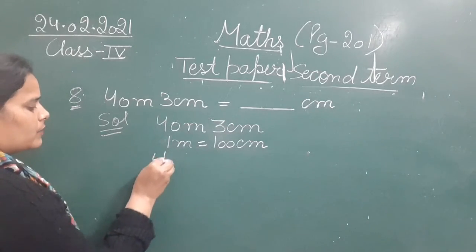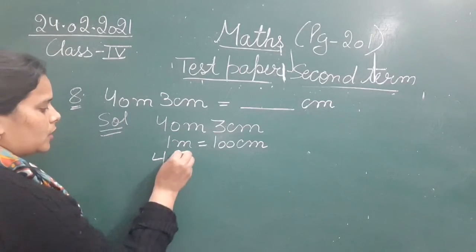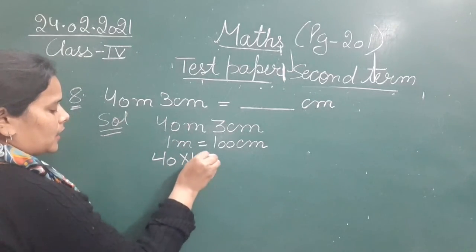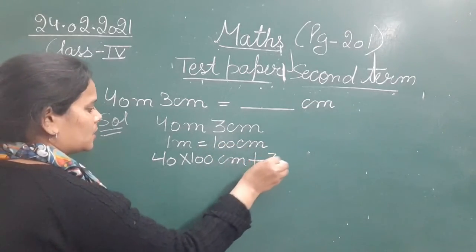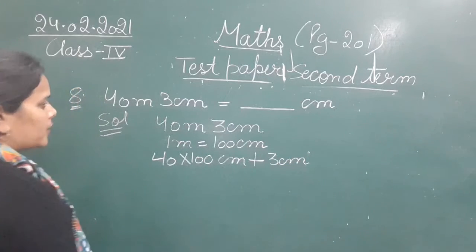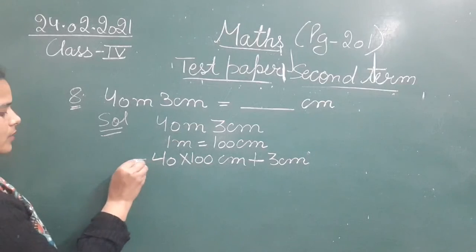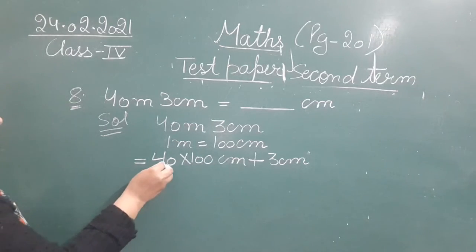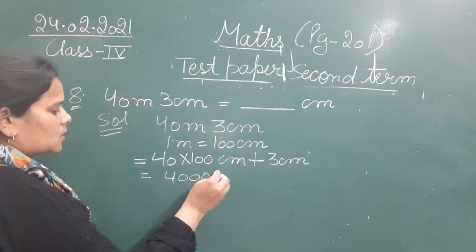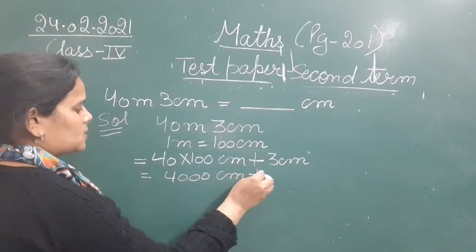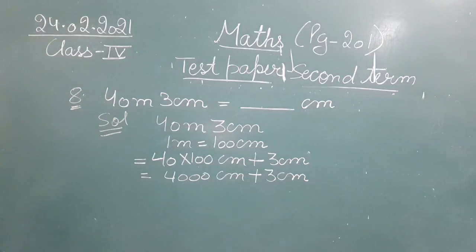So for that we will convert meter into centimeter by multiplying it with 100. 40 multiplied by 100 and it will become centimeter, whereas 3 will remain as centimeter because it is already given in centimeter only. Okay, so let's multiply 40 with 100. After multiplying 40 with 100, you will get 4000 centimeter plus 3 centimeter.